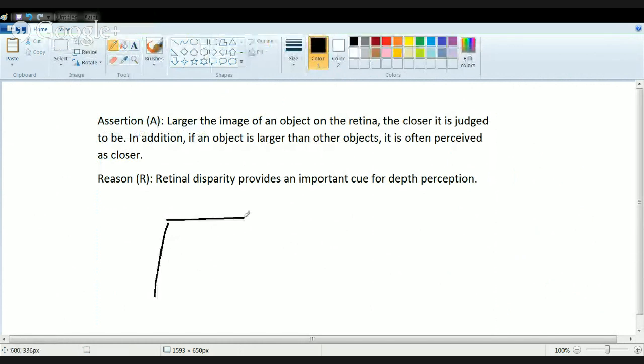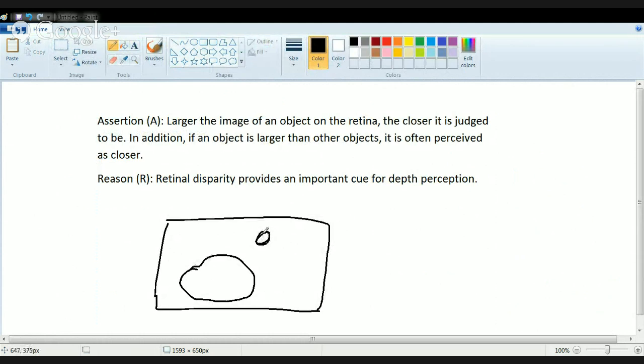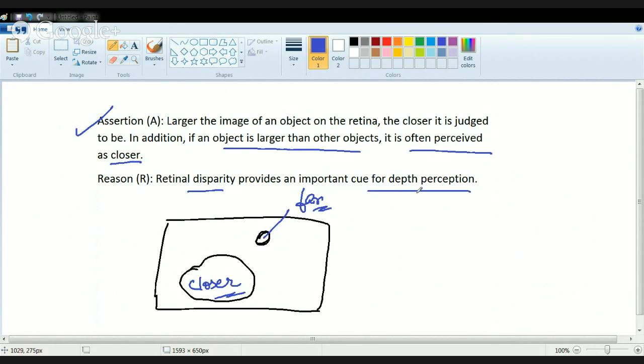There are two things that I am seeing. One is looking big to me, the other is looking small to me, on television for example. The thing that is looking big to me, I'll feel is closer to me. And the thing that is looking small to me, I'll think is far from me. So that is the assertion. If the object is larger, it is perceived as closer. So that's correct.